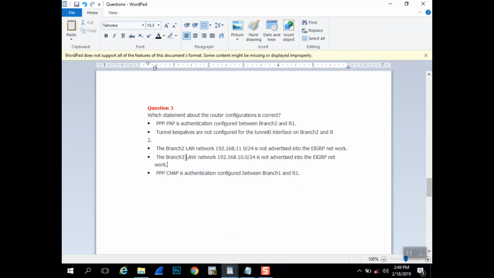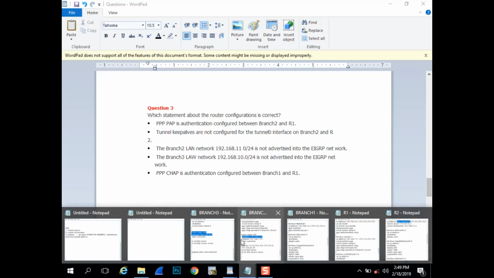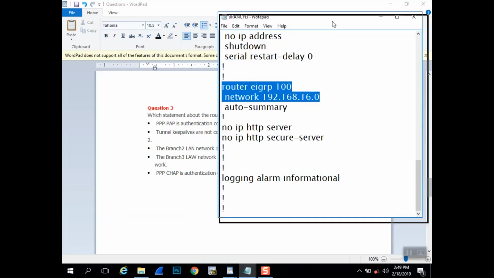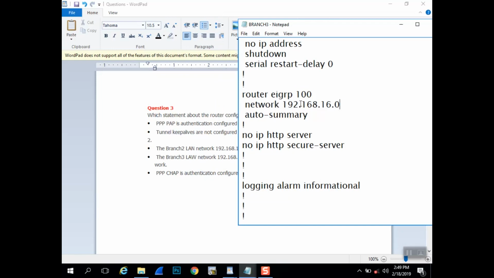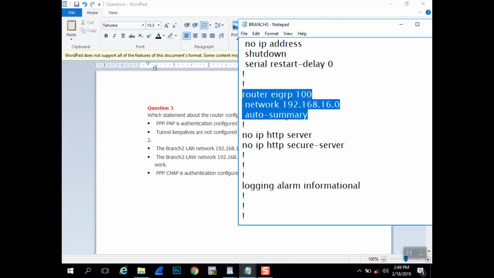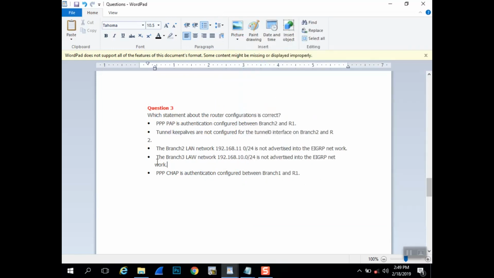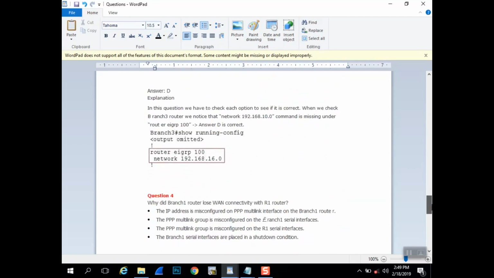The branch 3 LAN network 192.168.10/24 is not advertised into the EIGRP network. If you're gonna view again with the branch 3, here it is. Only the network 192.168.16 is advertised in here. So we can conclude that D is the right answer. I'll also have here the answer and the explanation.